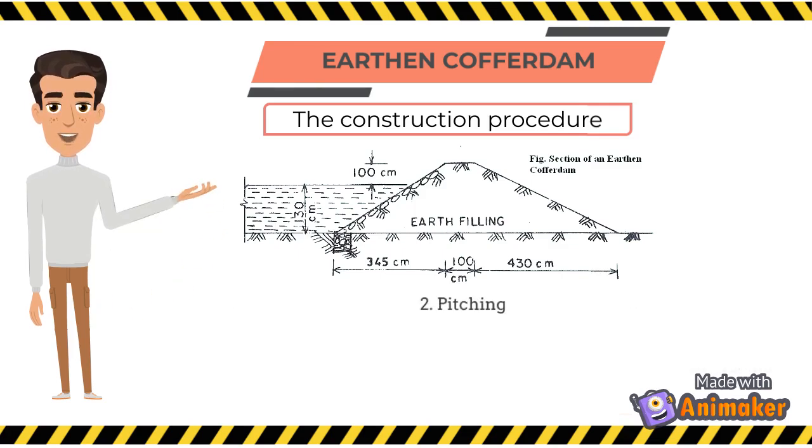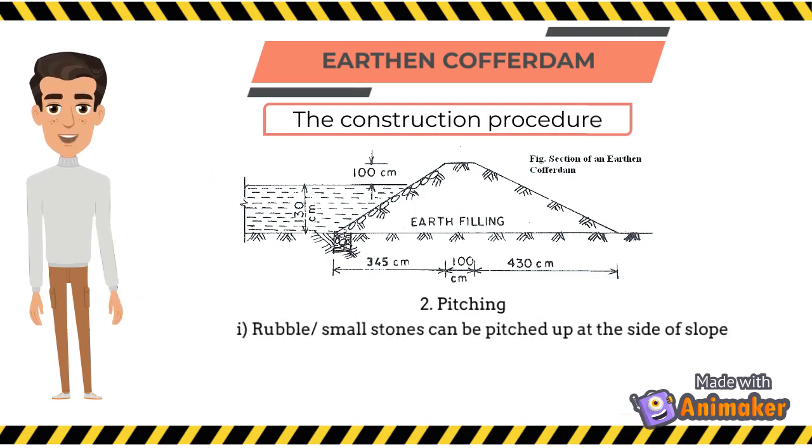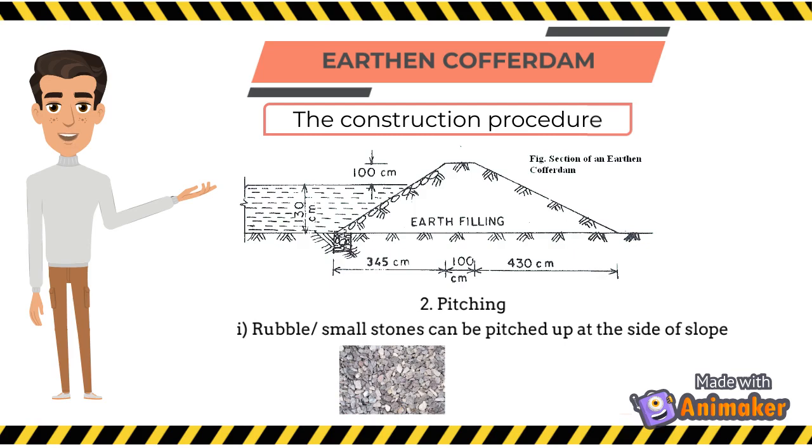The next step is pitching. In order to prevent the embankment from scouring due to the action of water, the side slopes of the bank on the water side should be pitched with rubble, boulders, or stone.